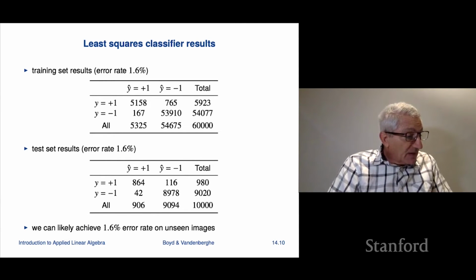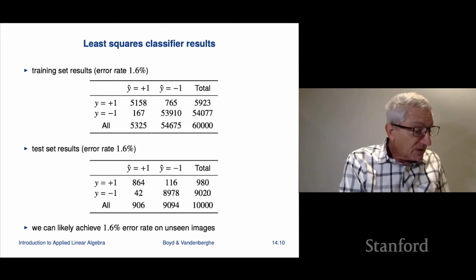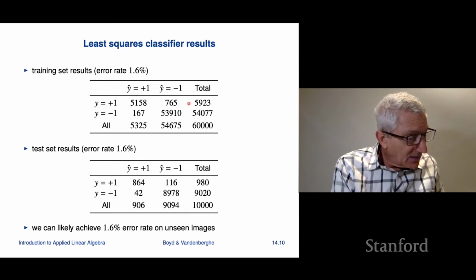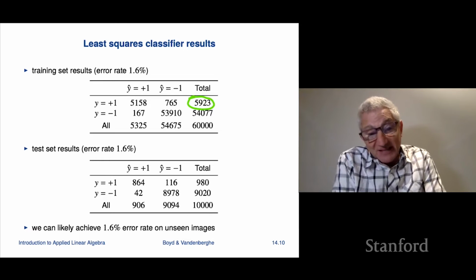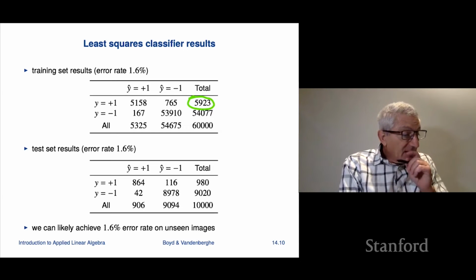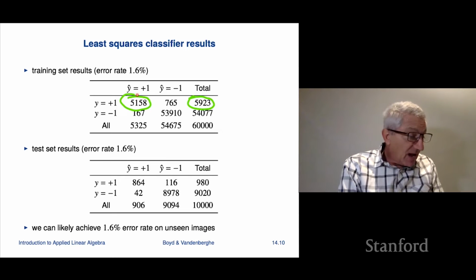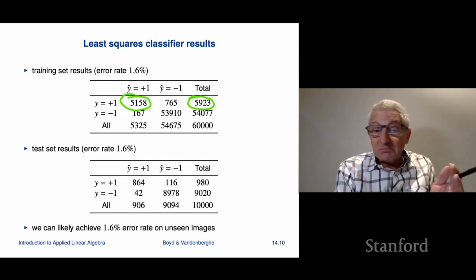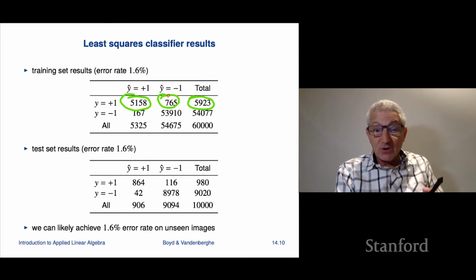So here are the training set results, and the error rate is about 1.6%. Here is the confusion matrix for that. We can check a couple of things. The number of true zeros was about 6,000, which is out of 60,000, about 1/10. That makes sense. Of the 6,000 zeros, we got a little over 5,000 correct. And we got 765 times where it was a 0, and we said no, it's not.